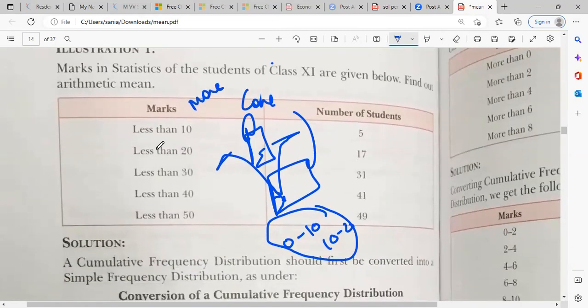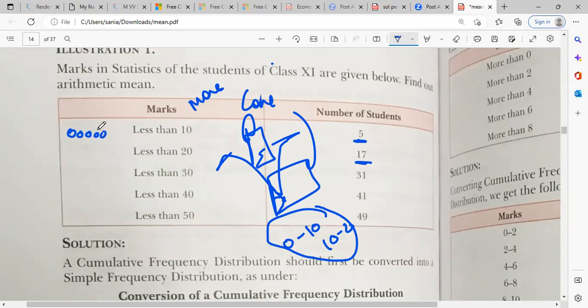Okay, so what they are saying: less than 10, they have 5 students. And less than 20, they have 17 students. That means this 5 is being included here. For example, over here, 1, 2, 3, 4, 5 students are there. And less than 20, you have some other students, so you are going to include them. Now these are included in less than 20, and in less than 30, these are included. Less than 40, you will add up, less than 50, like this.